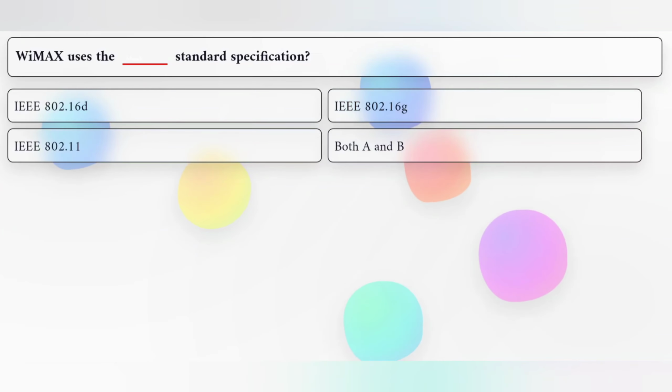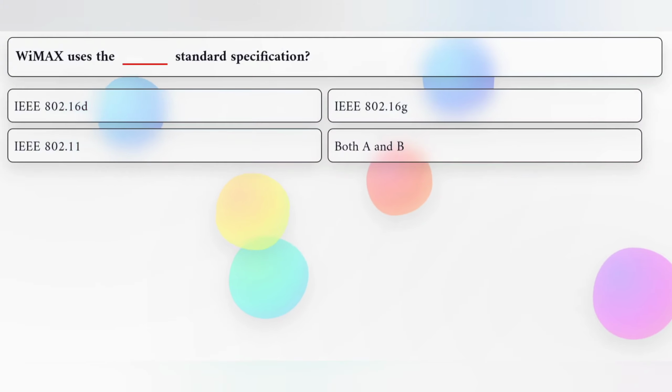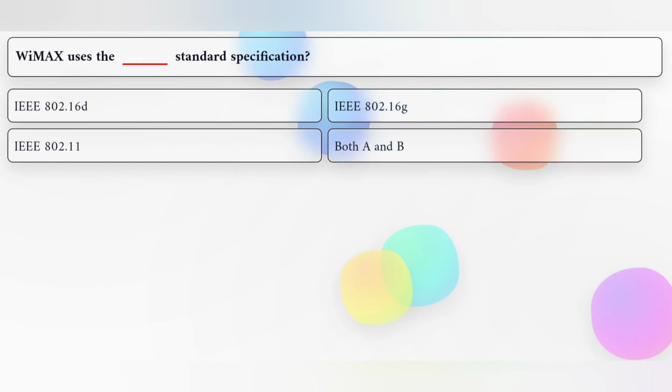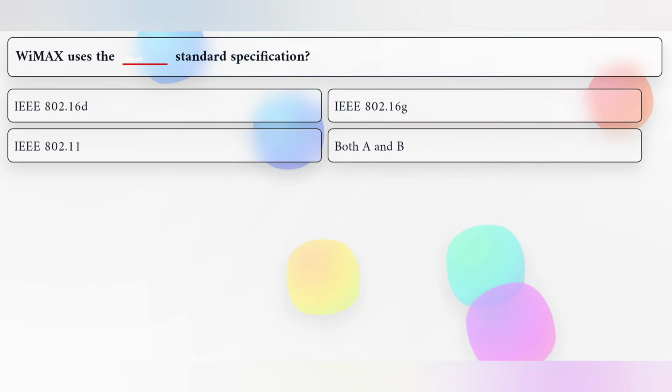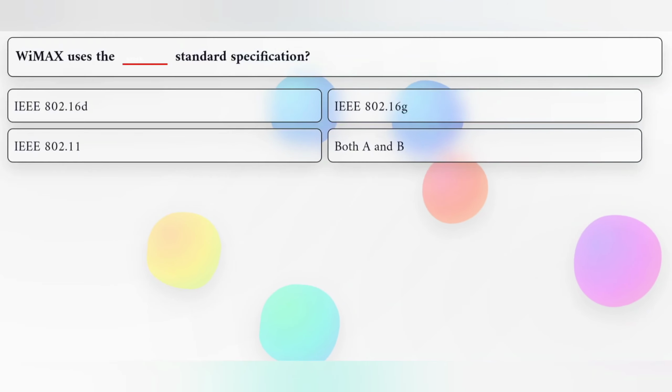WiMAX uses the blank standard specification: IEEE 802.16D, IEEE 802.16 grams, IEEE 802.11, both A and B.